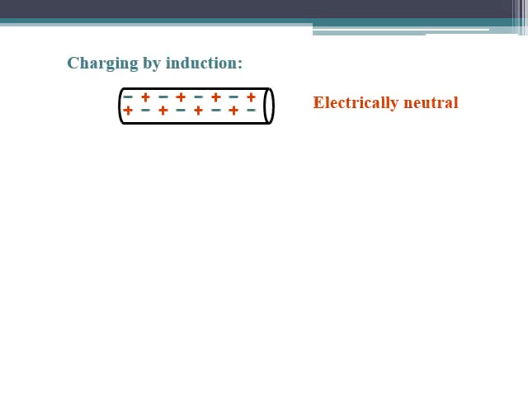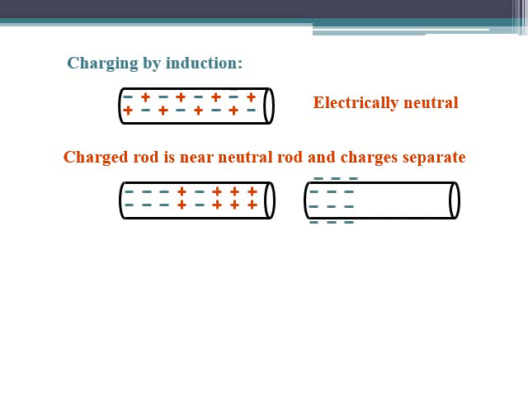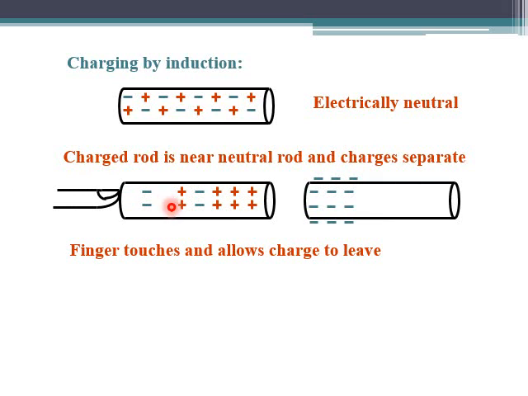The third method is to charge by induction, and basically what that is, we start with an object that's electrically neutral. We have just as many positives as we have negatives. Then we bring a negatively charged rod close to it, and what that does is push the negatives far away and pull the positives closer, and then we actually touch the end of it. What that does is ground the rod.